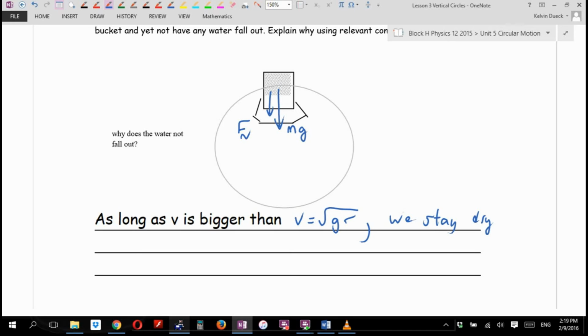Remember, this goes back to Vikas, your question already about, well, how come I feel like I'm getting pushed out? You're not. It's your own inertia. But that will mean there's enough inertia that the water will stay in the bucket still. Okay?